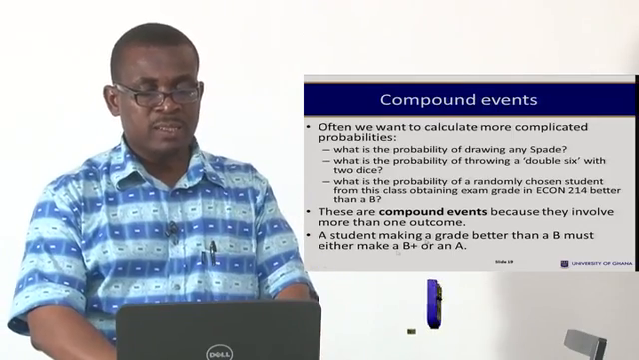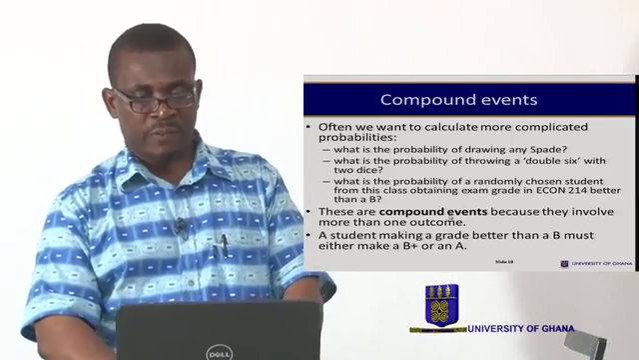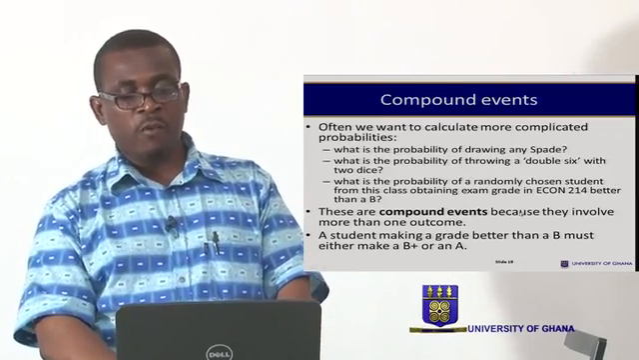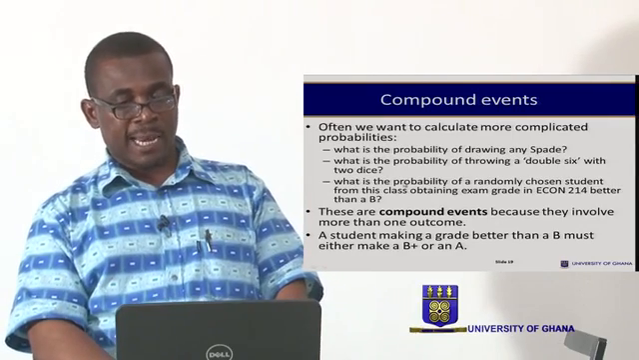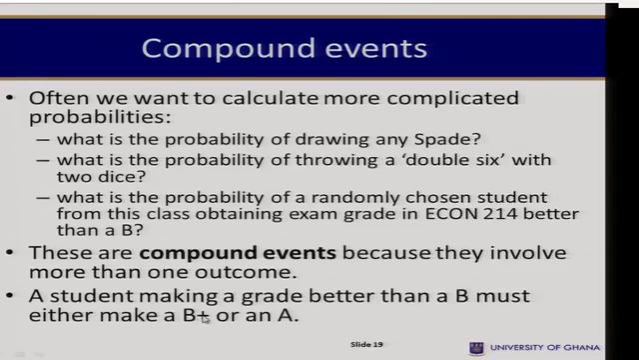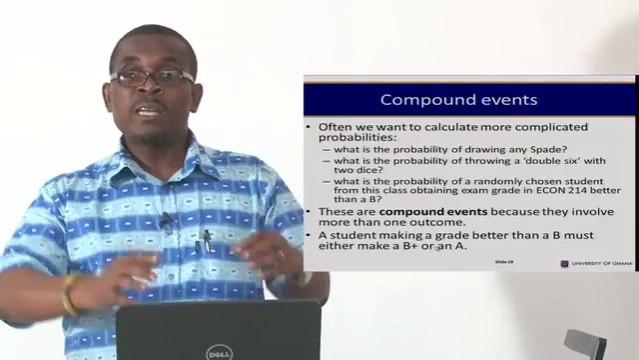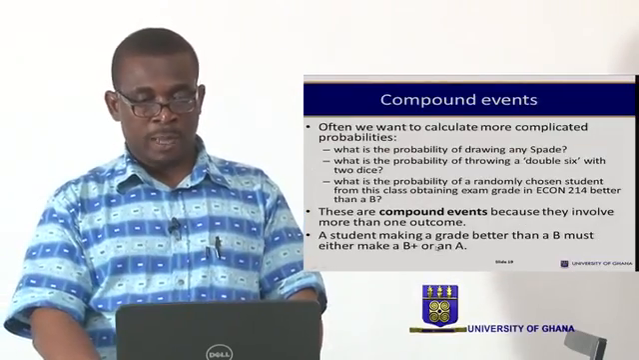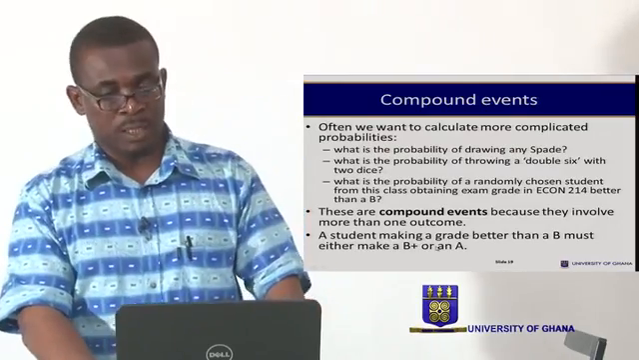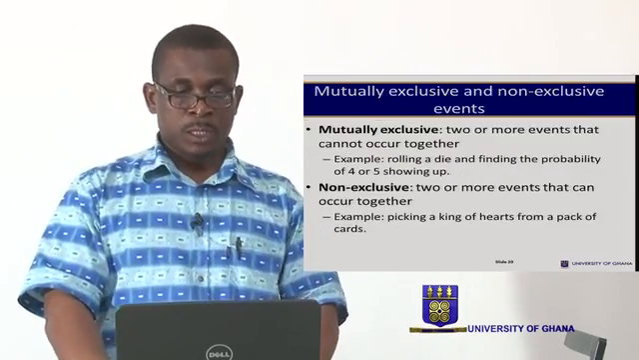Now, these events are called compound events because they involve more than one outcome. For example, in the third example that I gave, a student who should get a grade better than a B must either get a B plus or an A. So it involves more than one event, which is why we say they are compound events.